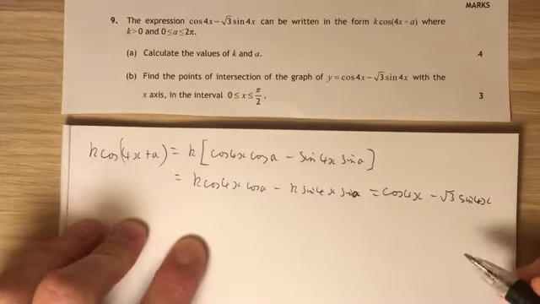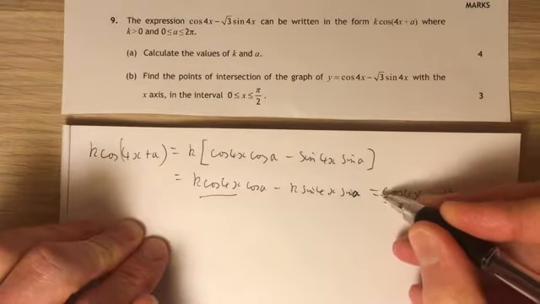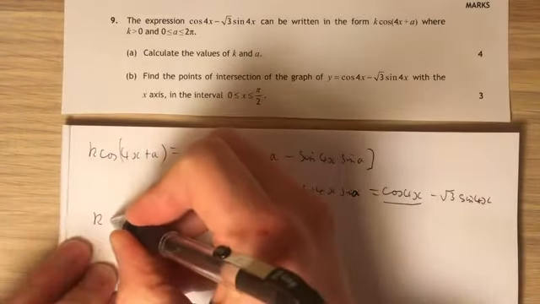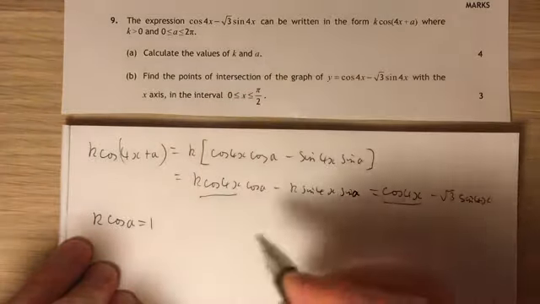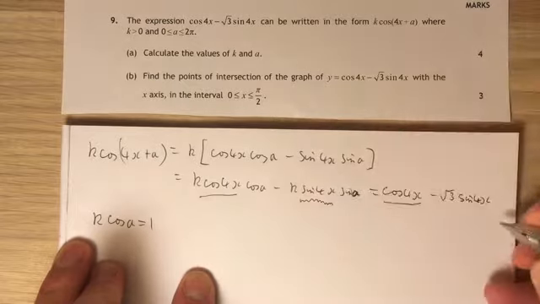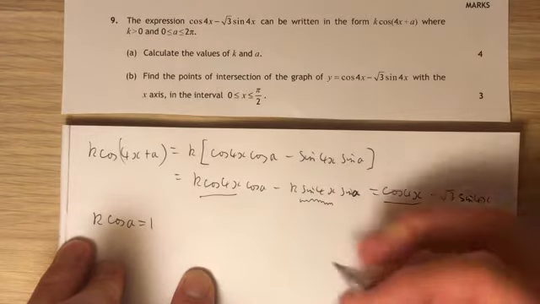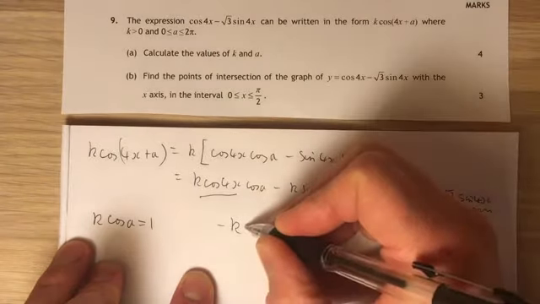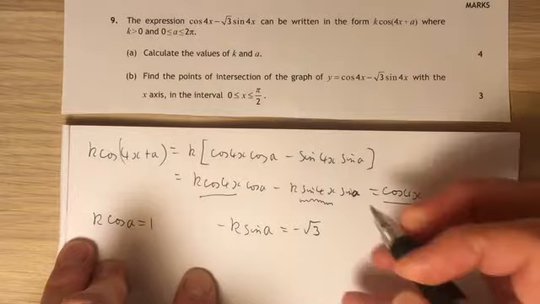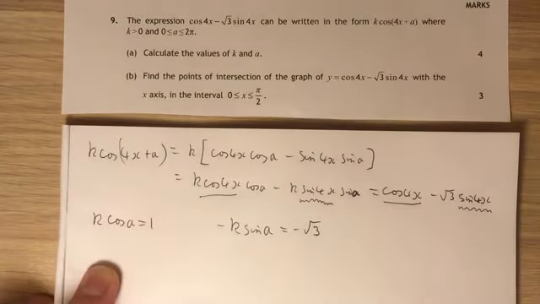So let's play spot the difference, one of my favourite games. Cos 4x appears there and there. Here I just have one cos 4x. Here I have k times cos a times cos 4x. So at the end of the day, k cos a has to equal 1. Similarly, here is sine 4x, here is sine 4x, minus k sine a has to be the same thing as minus root 3. In other words, minus k sine a has to give me minus root 3. Why? Minus root 3 lots of sine 4x, minus k times sine a times sine 4x. They've got to be the same. They've got to match.